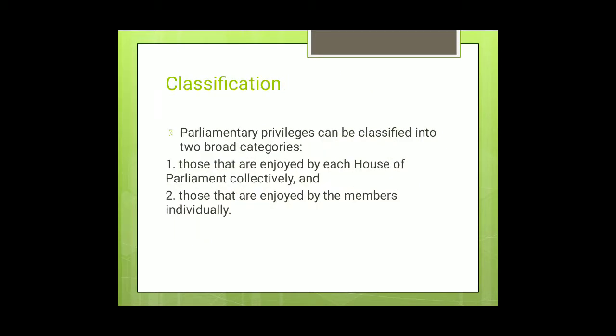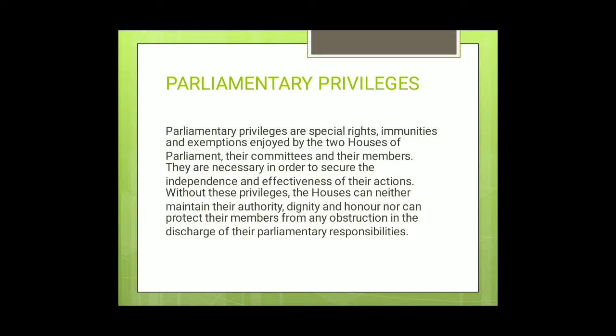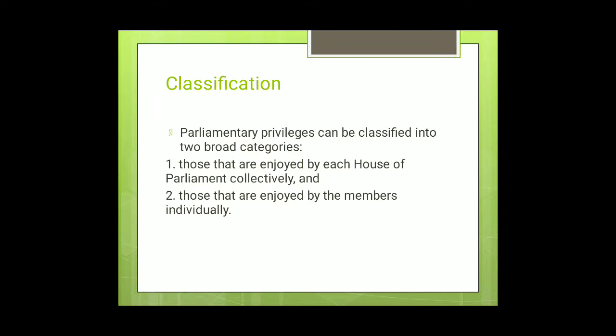Then classification. Parliament privileges can be classified into two broad categories. First is by the House of Parliament collectively, and second is by members individually. As said previously, parliament privileges are the special rights, immunity and some exemptions enjoyed by the two Houses of Parliament, their committees and their members, all differently. But in a broad way, we have classified them into first the privileges enjoyed by the House of Parliament collectively, and second by individual members. Right?